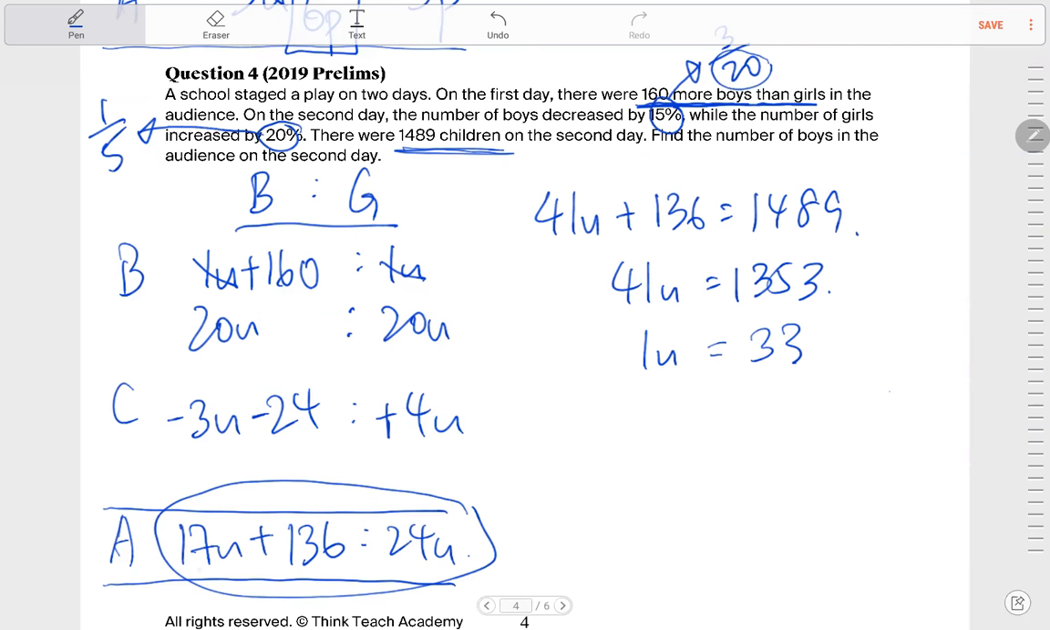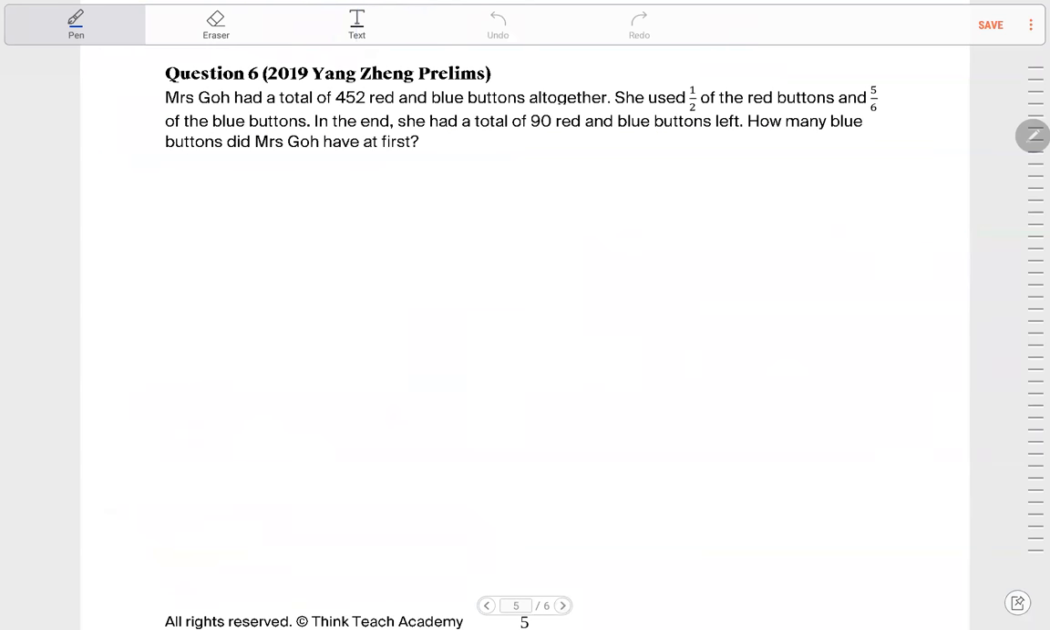Find the number of boys in the audience on the second day. So they want you to find 17U plus 136. If you punch this into your calculator, you will get 697. Okay, let's move on to the next question.